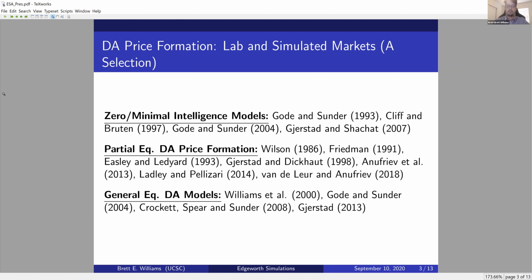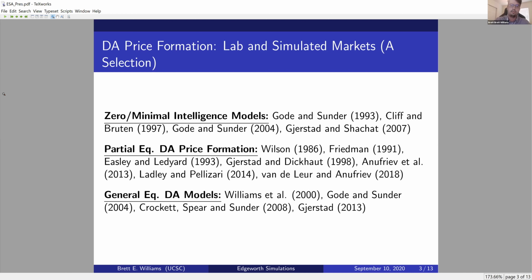And then if you want to go to higher intelligence, earlier price formation models that are also in partial equilibrium, you have work as early as Wilson in 1986 and Friedman in 1991, all the way up until a couple of relatively recent changes with much more complex, much more intelligent traders, such as Arifovic and Ledyard 2013, where they're using their individual evolutionary learning, and Van der Leer and Arifovic, which add a timing element on top of this as well.